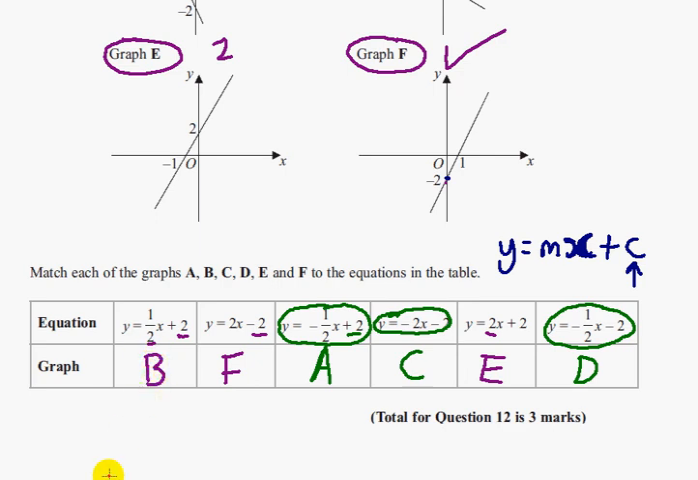So we filled in all 6. It's not a good idea to scribble the whole graph out once you think you've done it, because you might want to come back and check your paper at the end.